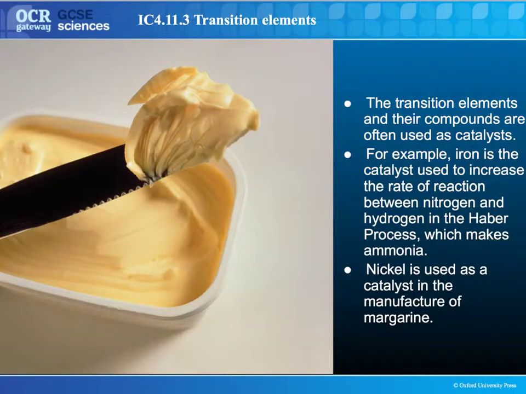One of the major uses of transition metals are as catalysts. Here we have a picture of margarine because nickel is used to catalyse the hydrogenation of unsaturated fats in the production of margarine. An unsaturated fat is one that has a carbon to carbon double bond, and you want to break that and make it a single bond. Use hydrogen to do that, but you need to speed up that process by using nickel.